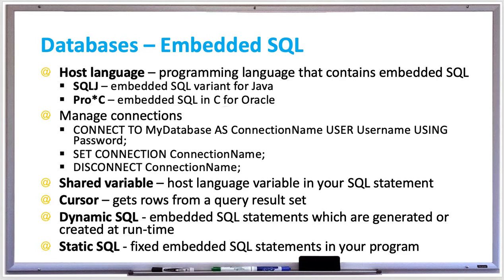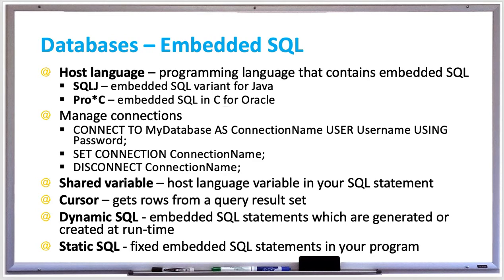A shared variable is a variable from a host language that appears in a SQL statement. They have to be declared between the BEGIN DECLARE SECTION and END DECLARE SECTION statements. When a shared variable is declared, it specifies the data type for the host language for the shared variable. They don't always match up, so the precompiler needs to convert the data type.